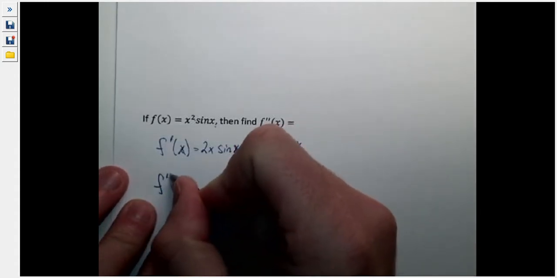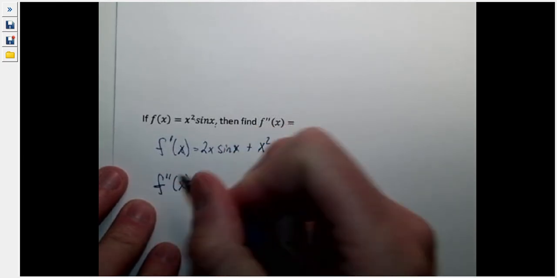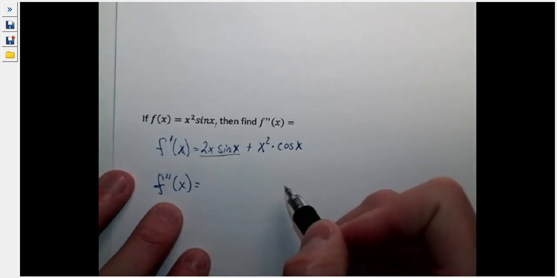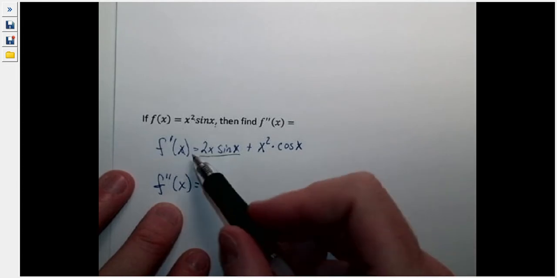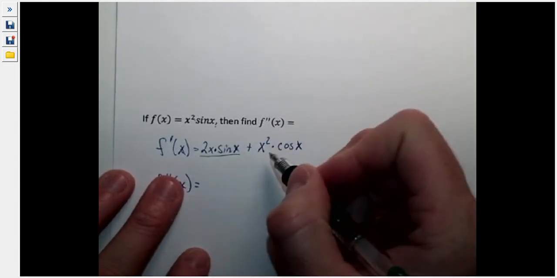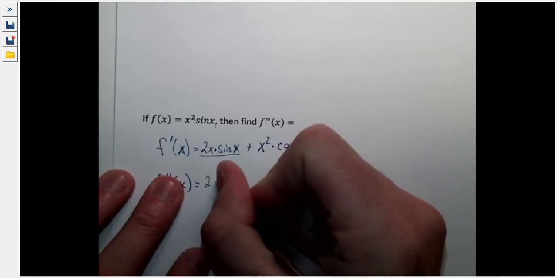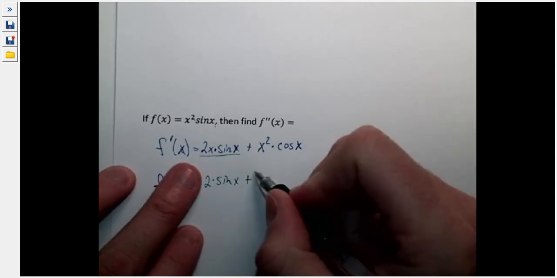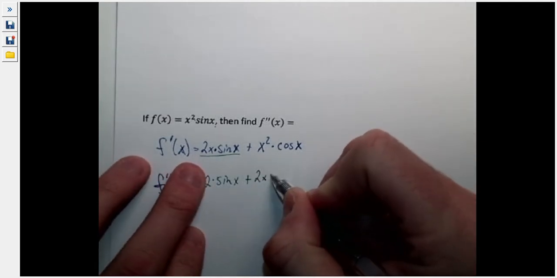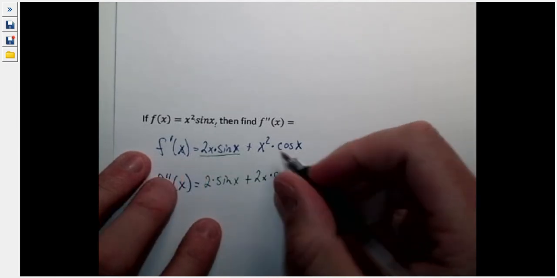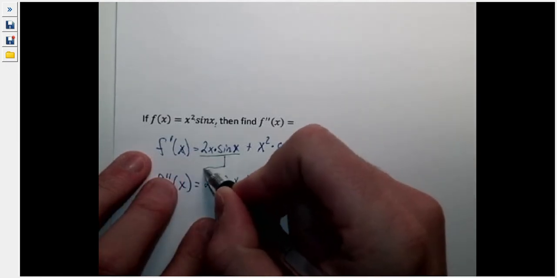So f double prime of x, the derivative of the derivative. But this time, I'm going to actually have product rule here and product rule there. So here we go. We now have to take the derivative of this one doing product rule. So the derivative of 2x is 2 times sine x plus 2x times the derivative of sine, which is cosine x. So this is the derivative of the first one.